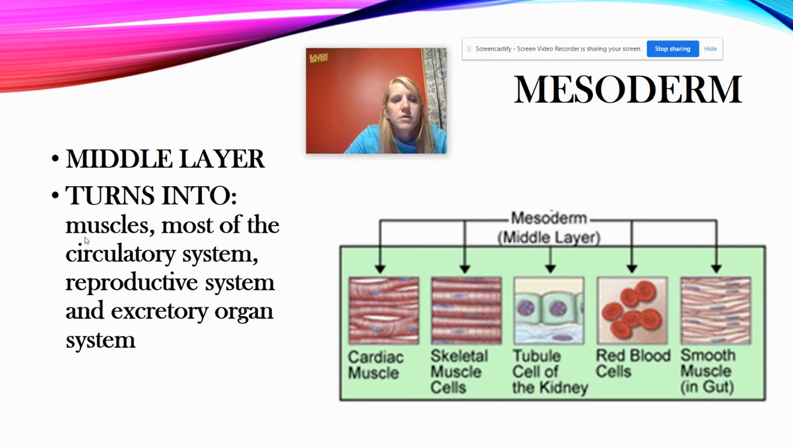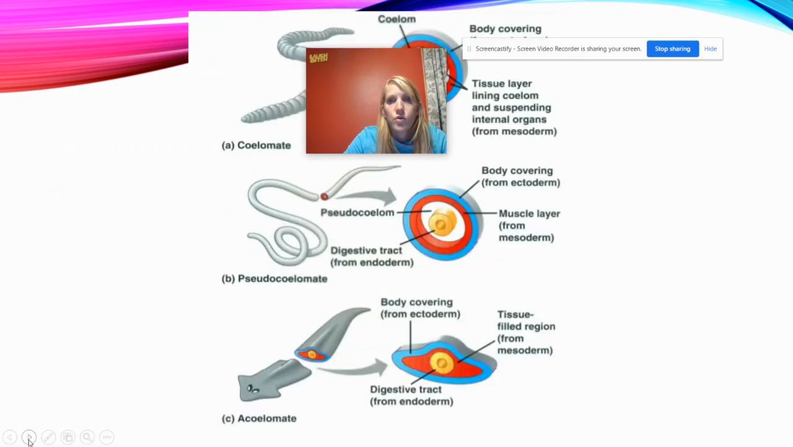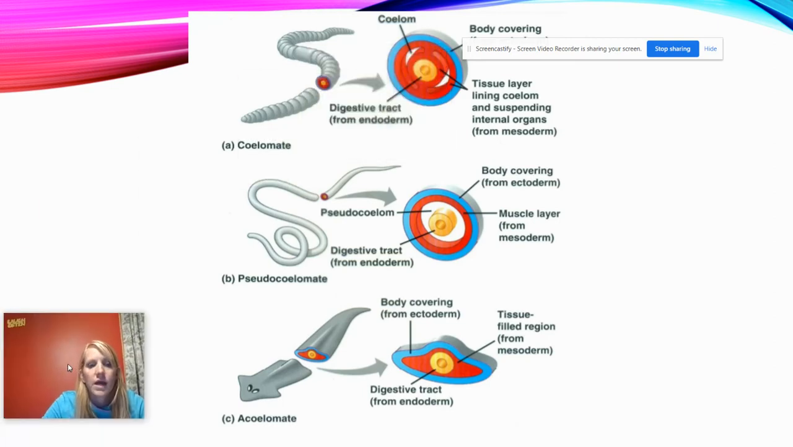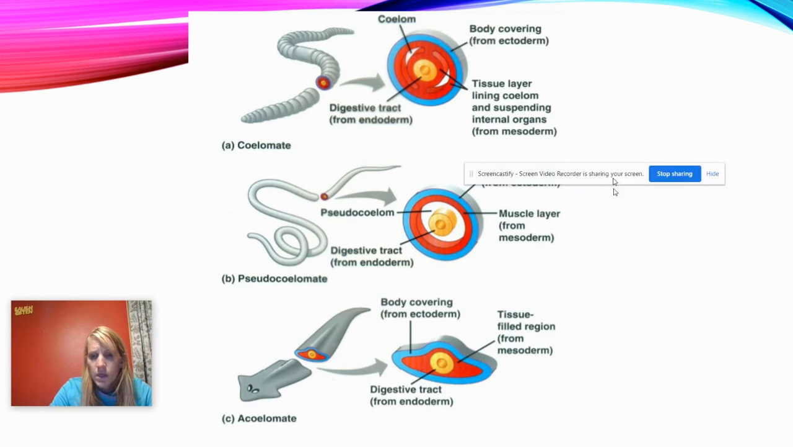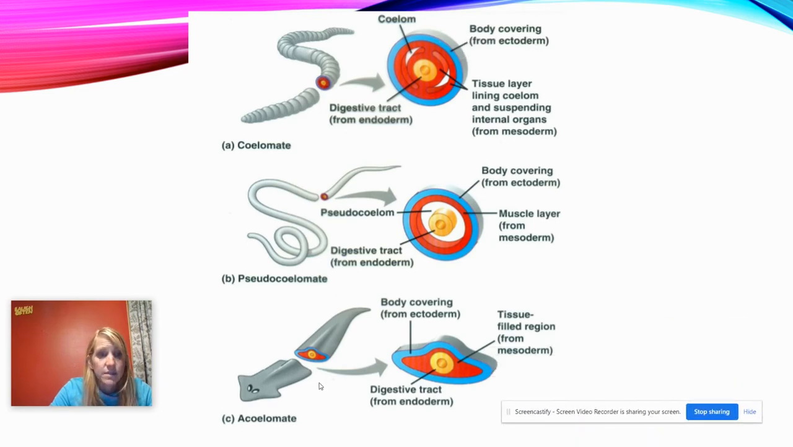So the middle layer, this mesoderm, turns into muscles, most of your circulatory system, your reproductive system, your excretory organs, and all that stuff. So the middle, meat and potatoes of your body. And so if you're like, I don't remember that, you keep talking about that, I put this picture back up. So you can see, here's an acoelomate. This is a flatworm. That means their body cavity isn't filled. There's no spaces between their mesoderm or anything like that.